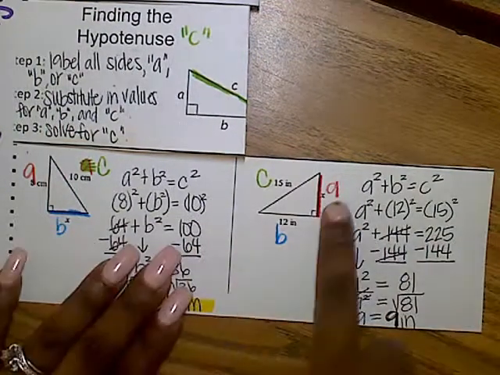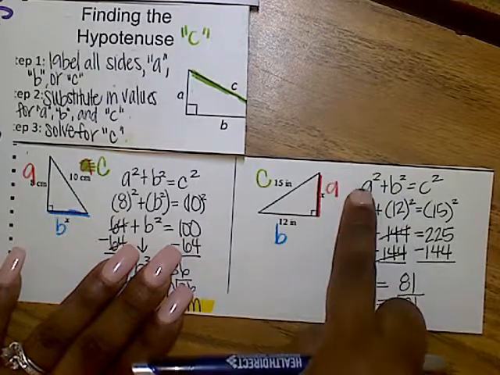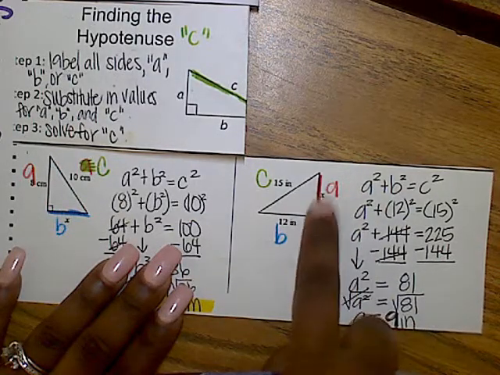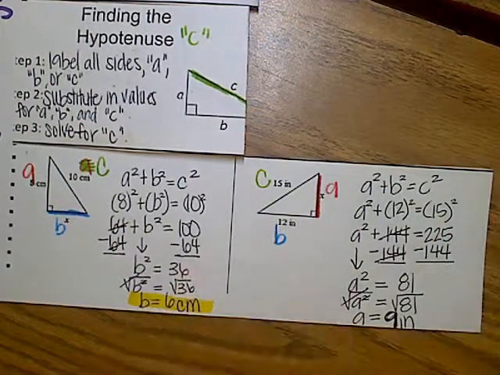And that will give us the side for A. Not the square, but the side, okay? 81 would have been the square, but we want just the side, which is A. And so that is 9 inches.